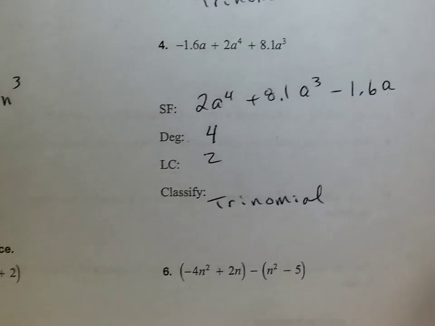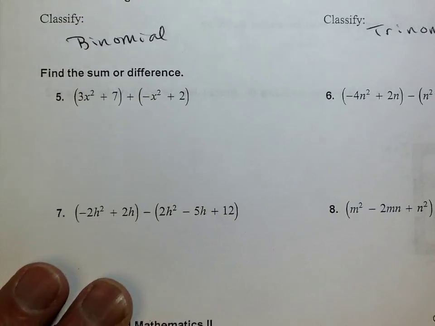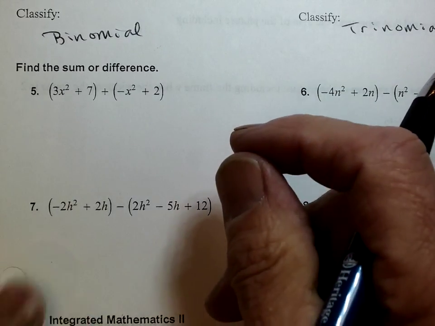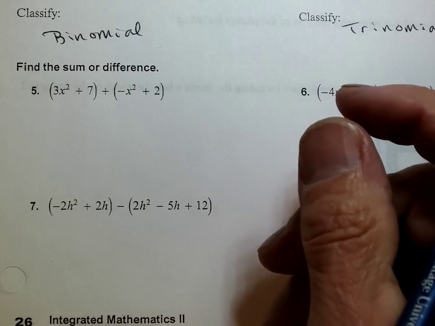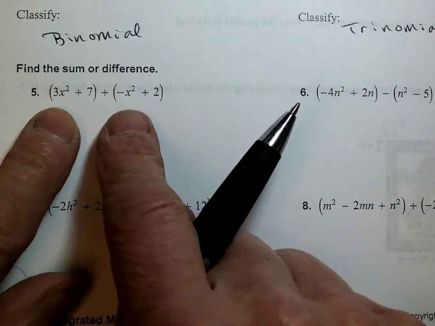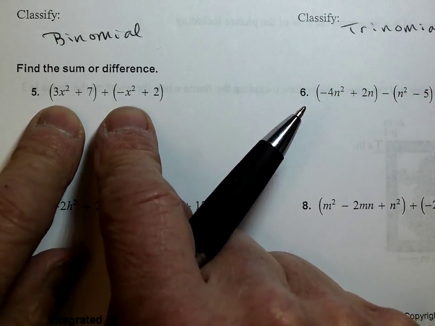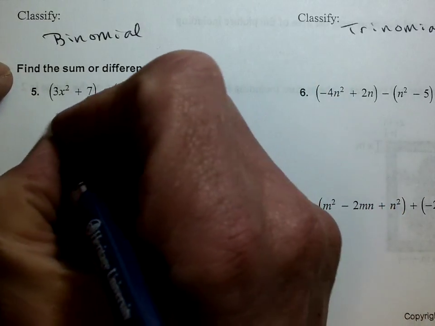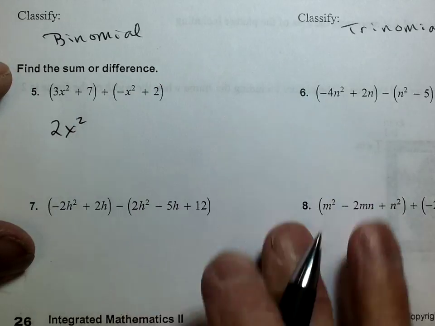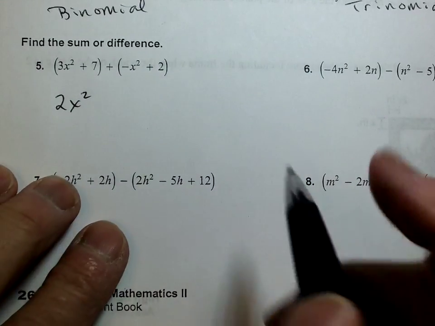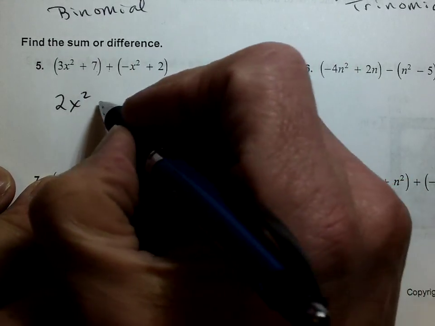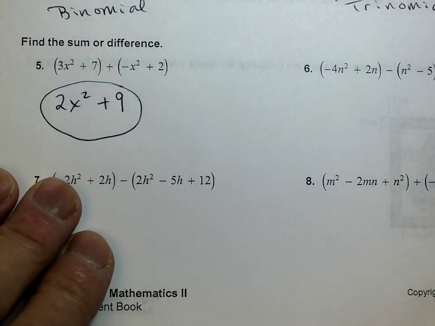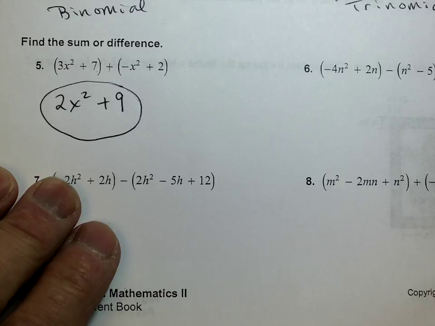Okay, number 5. We've got to be a little bit careful with positives and negatives, but if you have trouble with positives and negatives, just use a calculator. In number 5, 3x squared and a minus 1x squared just makes a 2x squared, right? And a 7 plus 2 is a 9. Combine like terms. We just add them together, right?